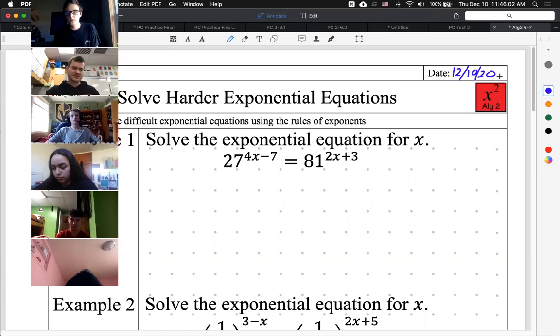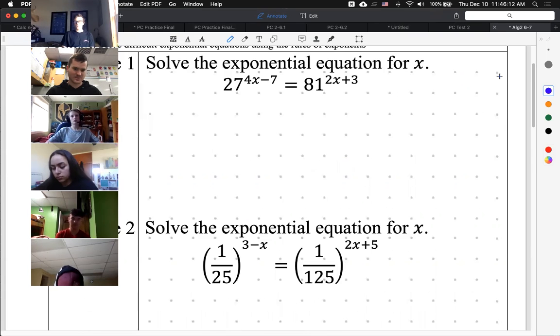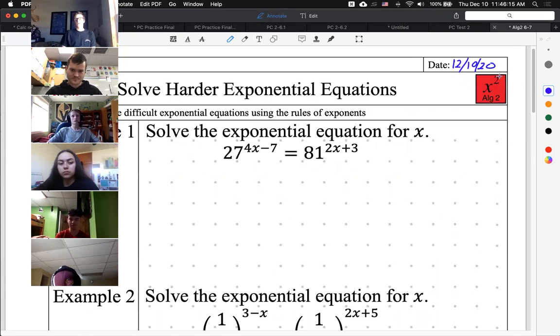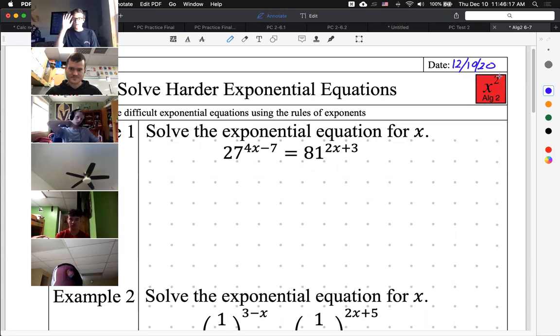So yesterday, 6-6 was solving your basic simple exponential equations. Today's the harder one, so we're doing many more steps typically. I'm looking at example 1. Again, we just have example 1, 2, and 3, and we're done. Example 1 looks kind of hard, but you guys know what to do. It's the same steps over and over. There's just more of them now.